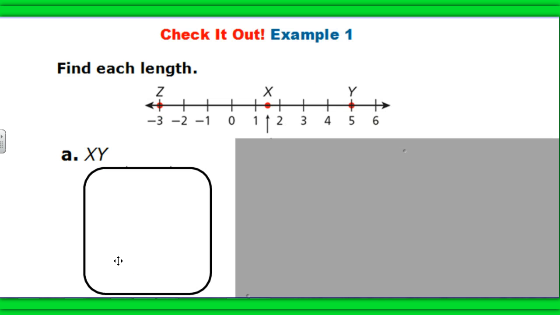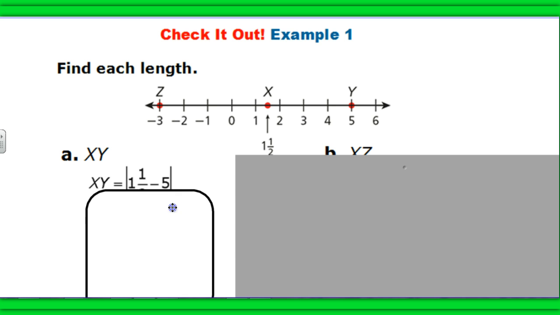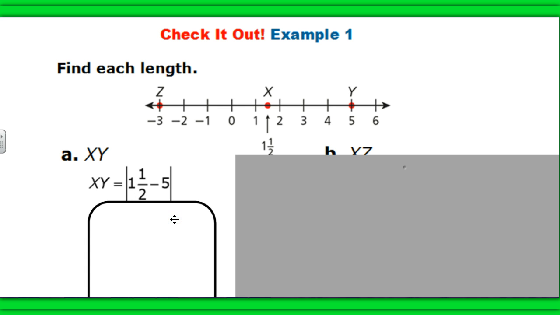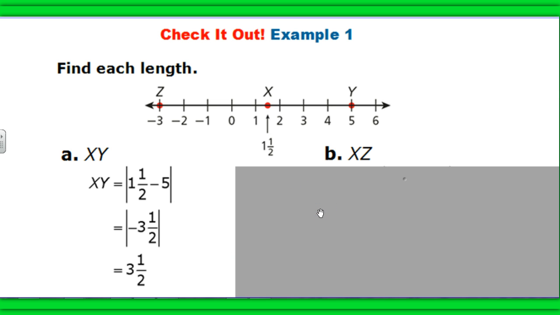Let's find the lengths. Find the length of XY. You need this little note here that X is at 1.5, Y is at 5. So if you were to expand this out, you could write it as the absolute difference between 1.5 and 5, or 5 minus 1.5, right? And when you do, you find that that difference is 3.5, or negative 3.5, and the absolute value of which is 3.5.